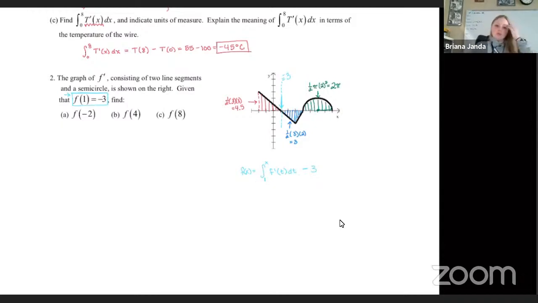Okay, so utilizing that fact, what is f of 4? I just follow my calculus now that I've created that. f of 4 would mean I would be plugging a 4 in here.